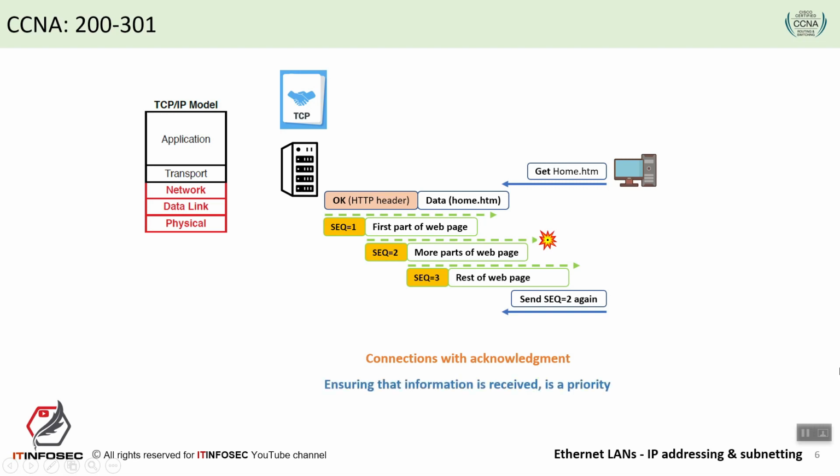Ensuring that information is received is a priority in TCP communications, not fastness or speed of data communications. You just need to ensure that the information is received.